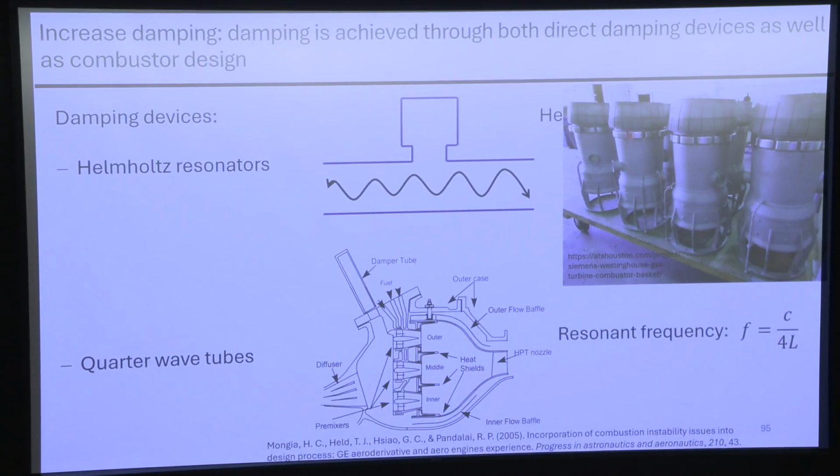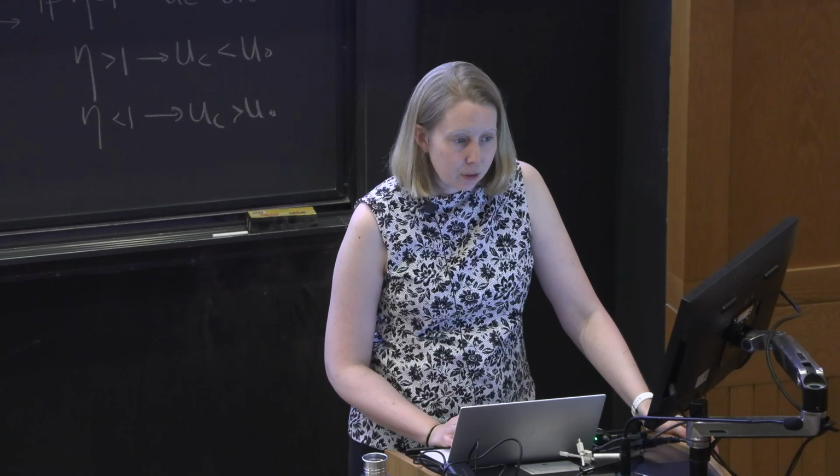It's a little bit hard to see, but you can see that they stand off from the can. And so there's a little neck and then a volume, and it's not beer bottle shaped. It's a rectangular prism. And so they've got Helmholtz resonators around the back end of this just to bring down the noise level inside. One of the challenges with this though is this is a fixed shape. And so you've got a fixed frequency.